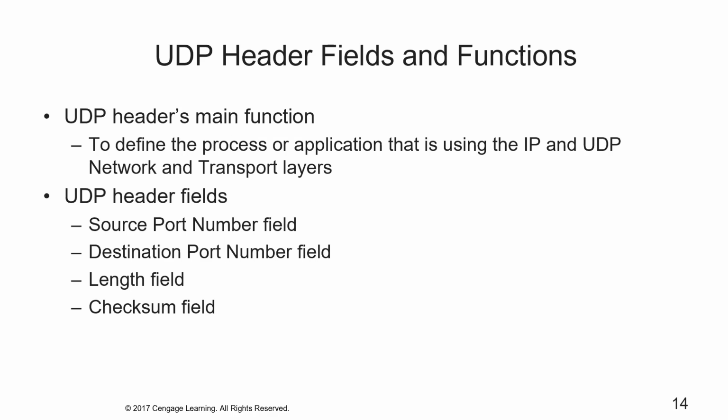So, UDP header fields and functions. When the protocol field of an IP header contains the value of 17 or hexadecimal 11, the UDP header follows the IP header. The UDP header is short and simple. It's only 8 bytes long. The UDP header's main function is to assign the process, the application that's using the IP and UDP network transport layer. So our header fields here are the source port number field, destination port number field, length, and checksum.